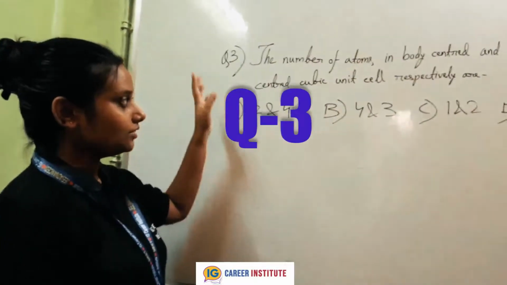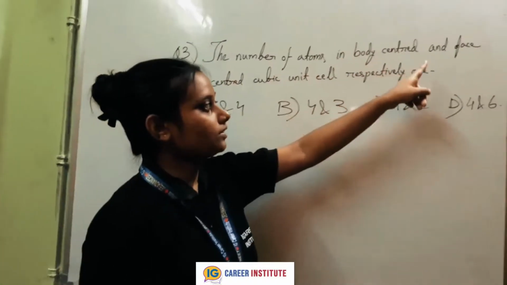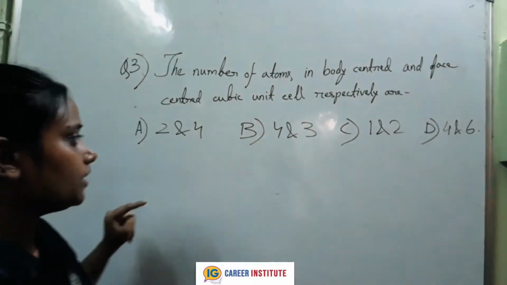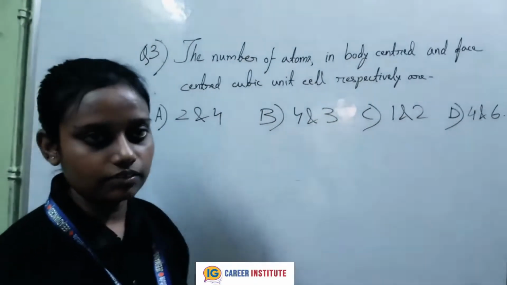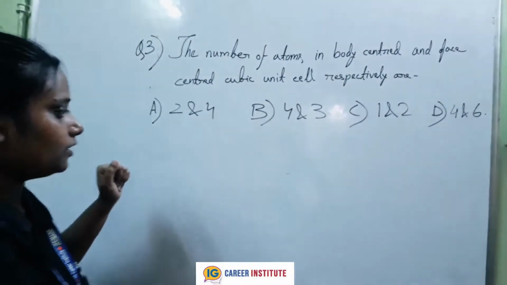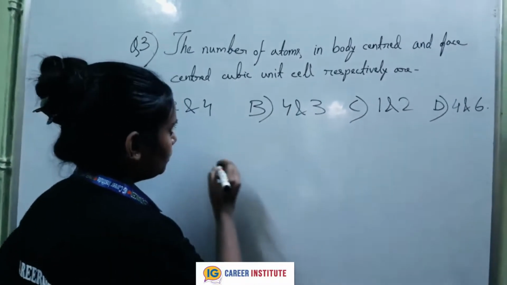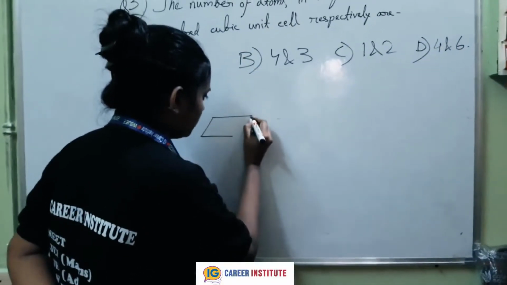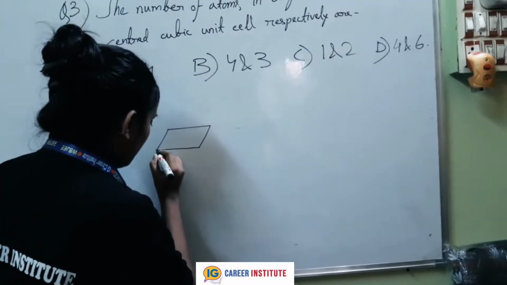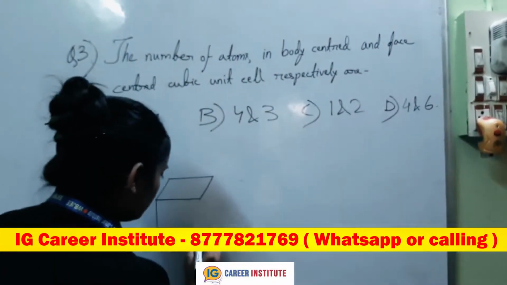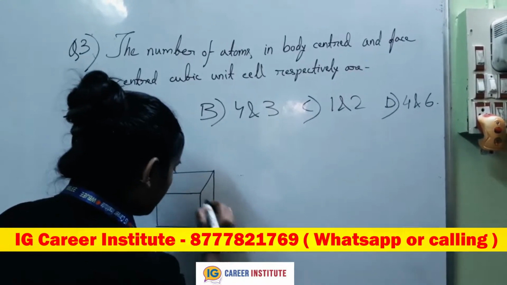The third question is: the number of atoms in body-centered and face-centered cubic unit cell respectively are. 4 options are given. So basically this question is from the chapter solid state. So let me explain to you which will be the correct answer. So let's draw a cube first. Basically all the unit cells are in the form of a cube and we are talking about cubic unit cells only.